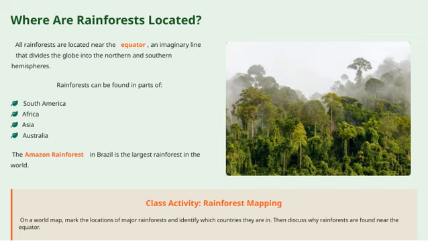Now, for our class activity, we're going to look at a world map and mark the locations of these major rainforests. We'll identify which countries they're in and think about why rainforests are typically found near the equator. It's because of the warm temperatures and high rainfall, which create ideal conditions for these lush, vibrant ecosystems.